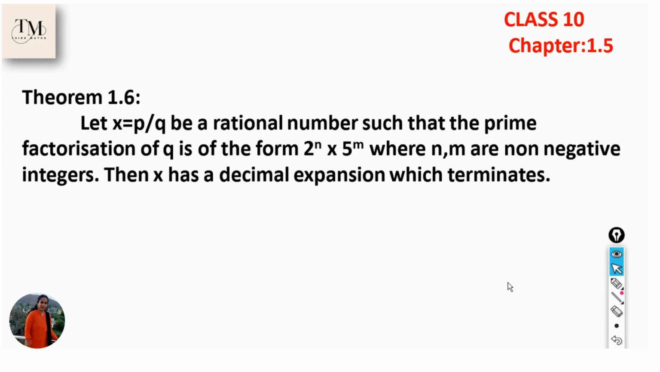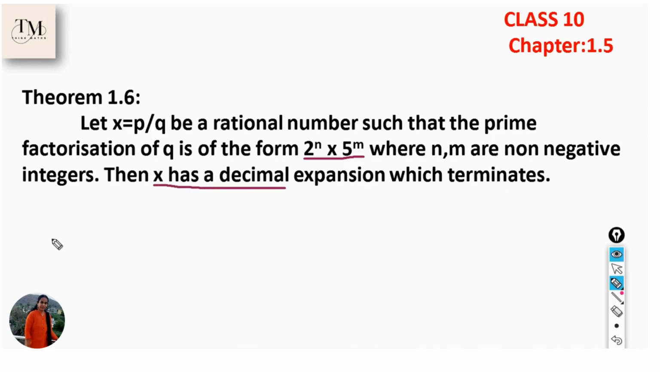So theorem 1.6. Let x is equal to p by q be a rational number such that the prime factorization of q is of the form 2 power n into 5 power m, where n, m are non-negative integers. Then x has a decimal expansion which terminates. Here they gave q is of the form 2 power n into 5 power m, so we have to show that the decimal expansion of x terminates.